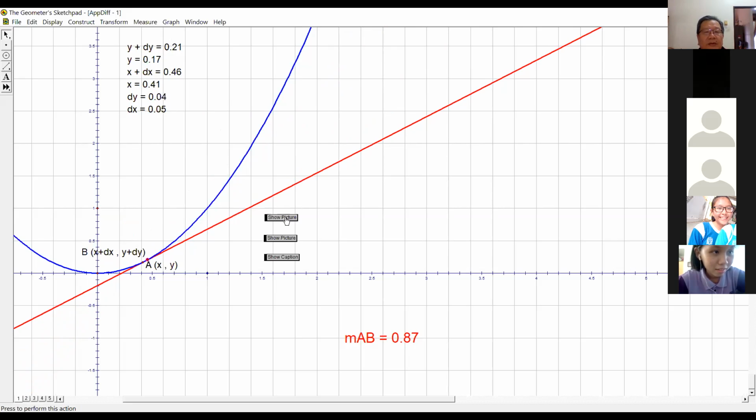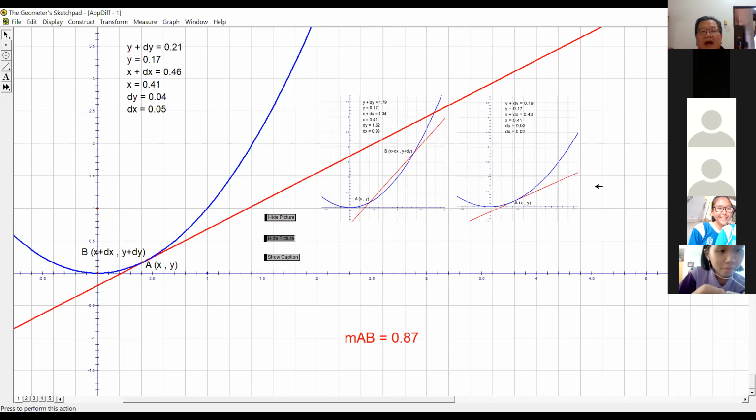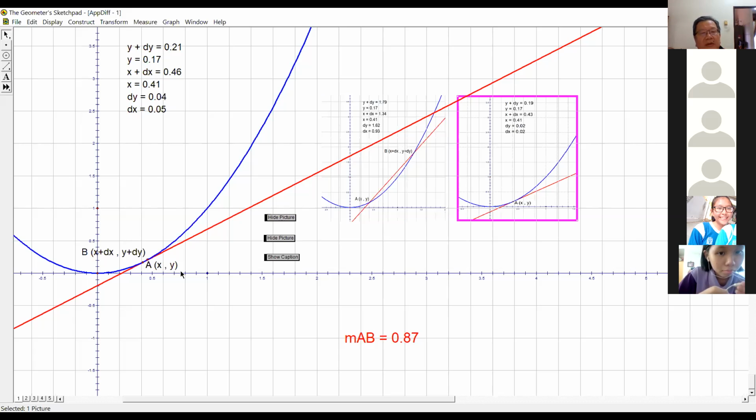Okay, so let me show you the picture. At first it is like this. The 2 points A and B are quite far apart. And later, when delta X and delta Y approach 0, it becomes a tangent. You can see clearly it looks like a tangent already.